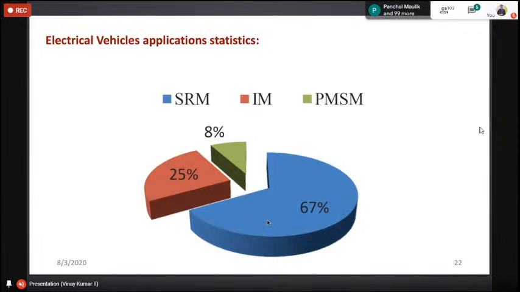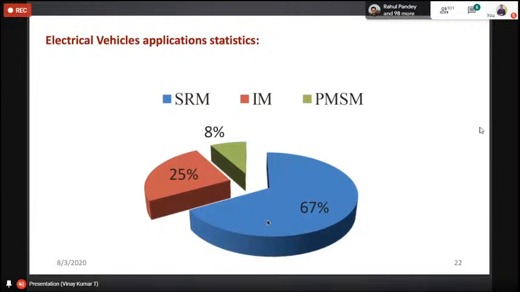Still there is a lot of research going on permanent magnet synchronous machines. The main drawback of the permanent magnet synchronous machine is it is very expensive compared to other special machines and conventional machines. The permanent magnet material cost is very high. That's why it is still under research. The applications of the PMSM are only 8 to 10%. In future, you can expect permanent magnet synchronous motor electric vehicle applications to go more than 70 to 80%.